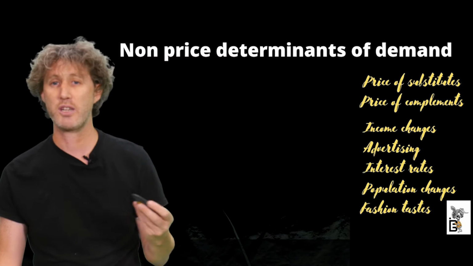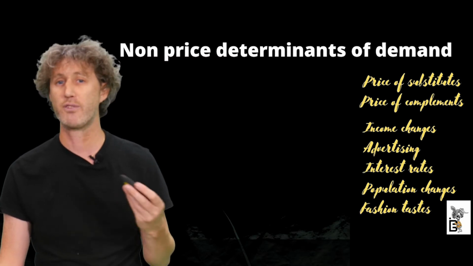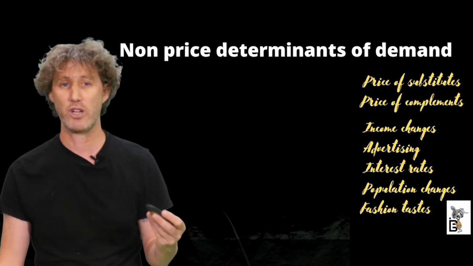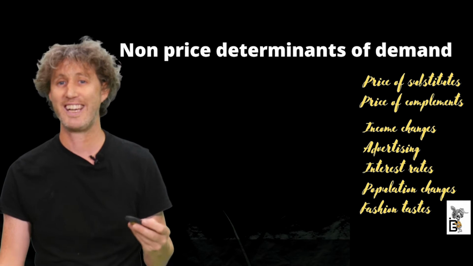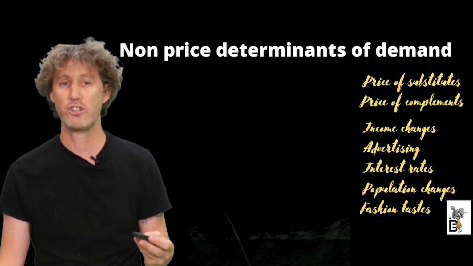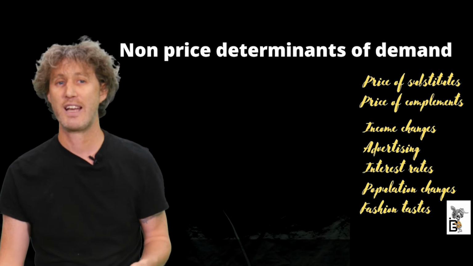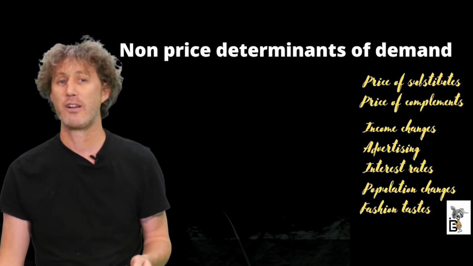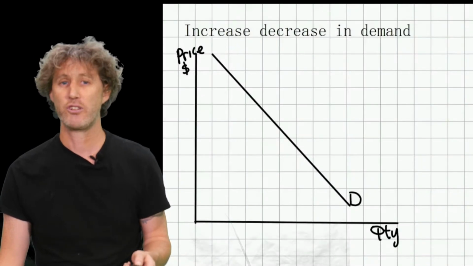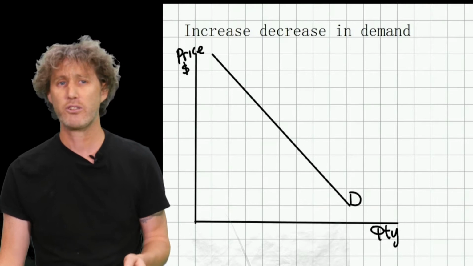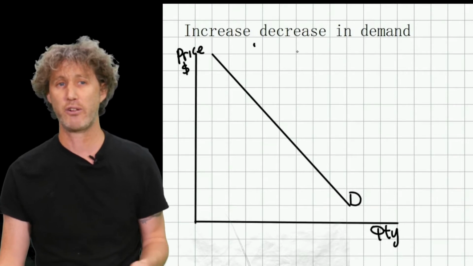change. These factors include the following: the price of substitute goods, the price of complementary goods, income changes, advertising, interest rate changes, population changes, and fashion and trends. Okay, so let's begin by drawing the diagram.